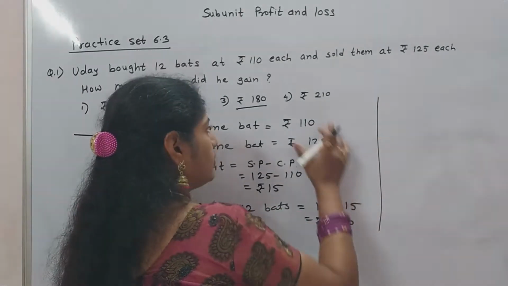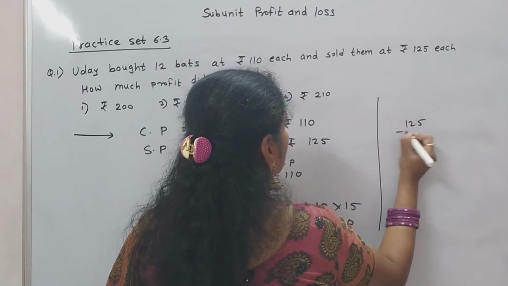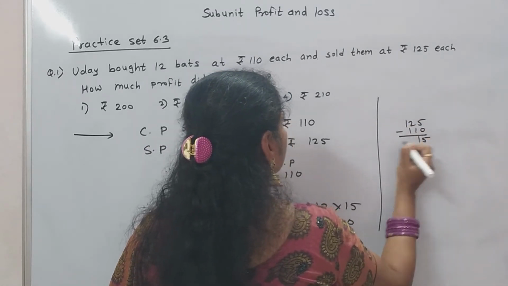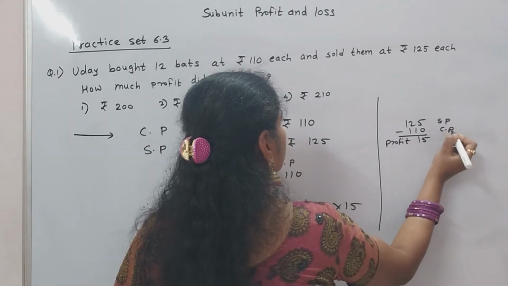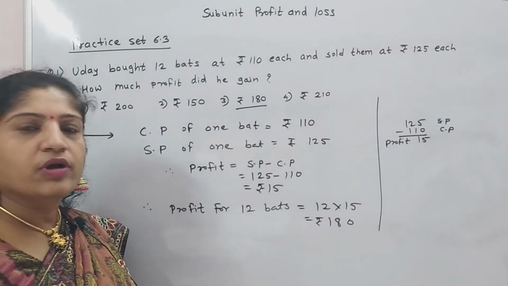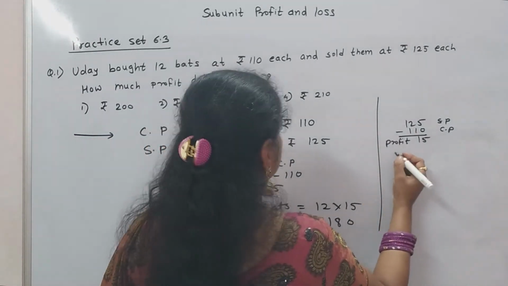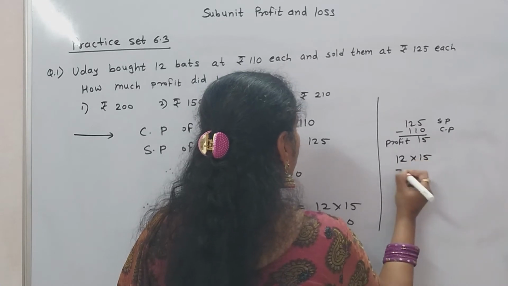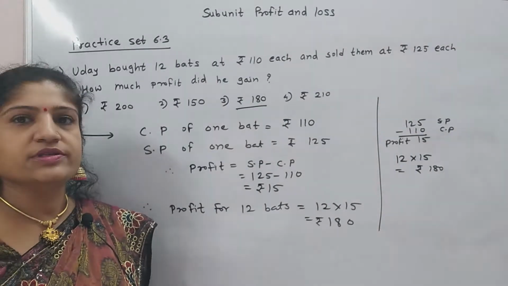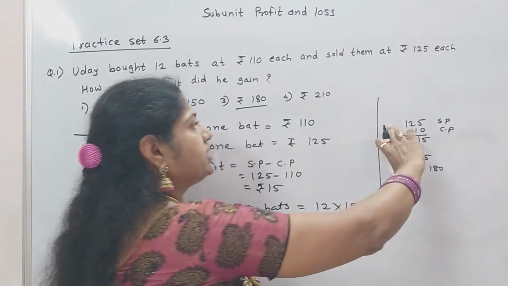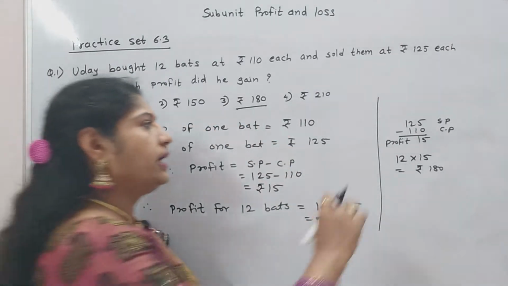But don't write all those steps. Only write 125 minus 110, selling price minus cost price, the profit from one bat. Then the sales of the 12 bats, so 12 into 15, rupees 180. And the answer is option number 3. Do only these steps. No need to write all that.